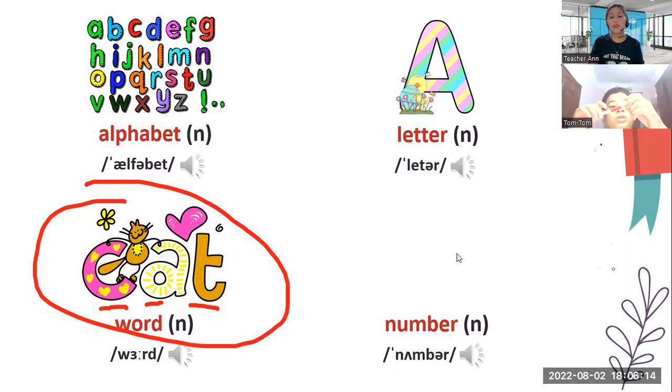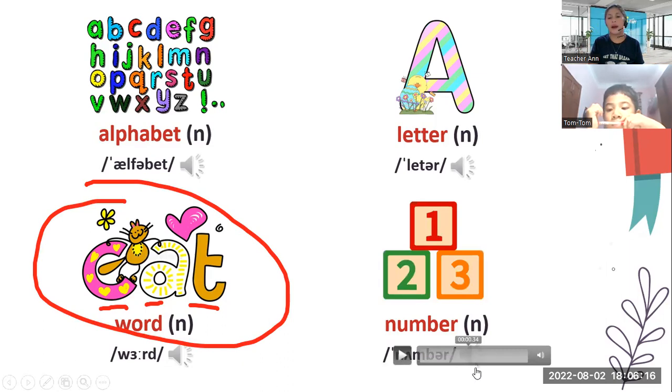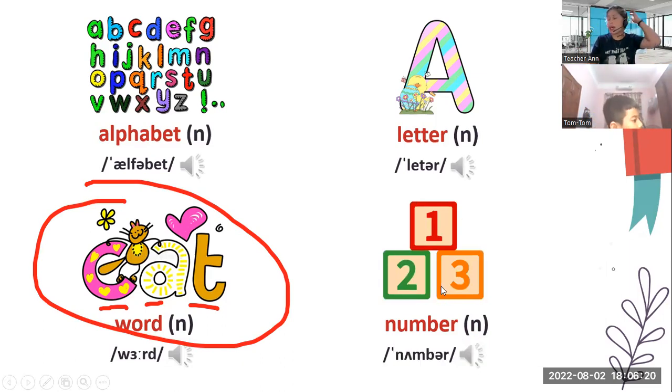Okay. Next, Tom Tom, we have here the word number. What is this? Number. Okay, can you count? Numbers: 1, 2, 3, 4. Like that. That's numbers.